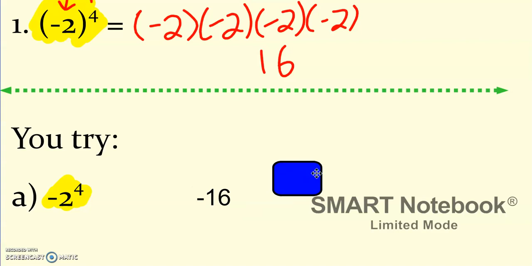And you're probably saying, whoa, why is that? The reason is that the exponent is getting applied only to the 2. We would read this as -1 times 2 to the 4th. 2 to the 4th is 16. 16 times -1 is -16. So it's mucho importante to include parentheses when you have a negative value getting repeated over and over and over again, because your answers are going to be totally different.